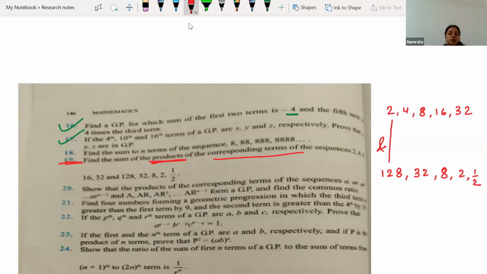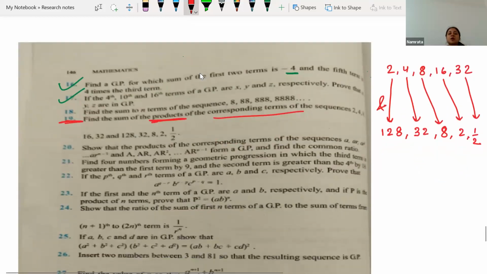That means we will be finding the product of these two, the product of corresponding terms, and then we will be adding all of them. Find the sum of the product of corresponding terms.